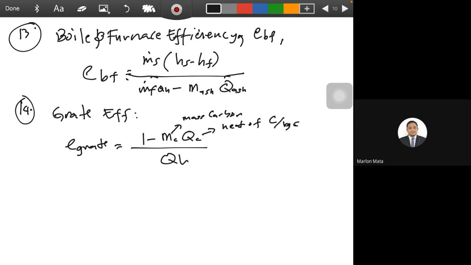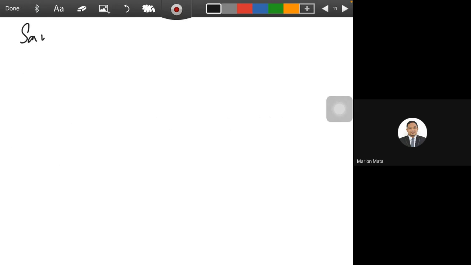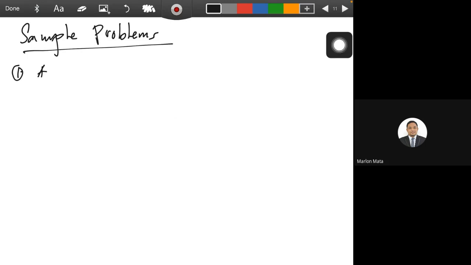So over QH. So these are the 14 formulas that you need to memorize, more than familiarize, in respect to the design of steam generators or boilers. Now we will have some problems. Okay, so this is sample problem 1. I will write it down.